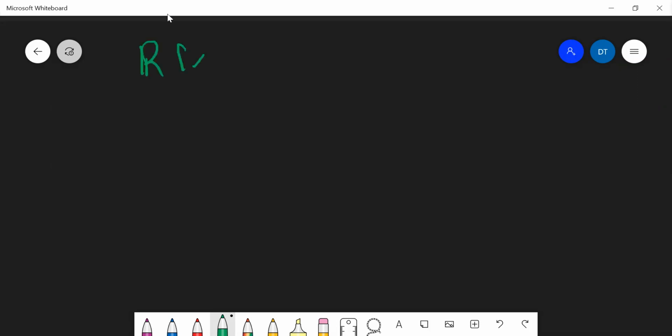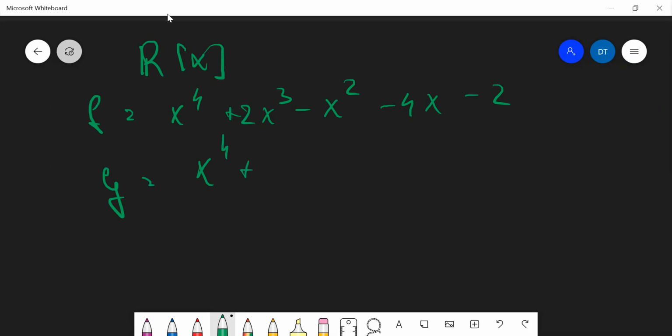So suppose we have a polynomial ring like this, and the polynomial f is something like this: x to the fourth plus 2x cubed minus x squared minus 4x minus 2. And g is something like x^4 plus x cubed minus x squared minus 2x minus 2. Let's try to compute the GCD of these two polynomials. So how do you do this?